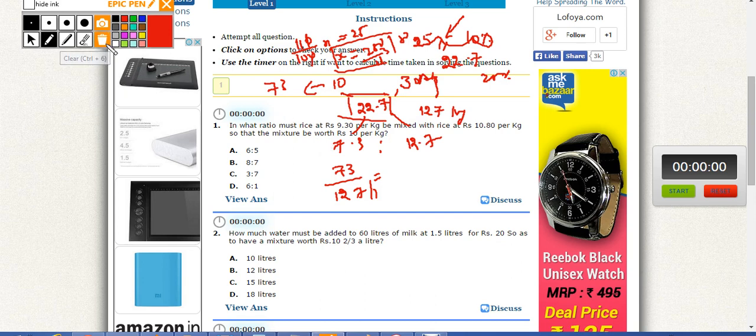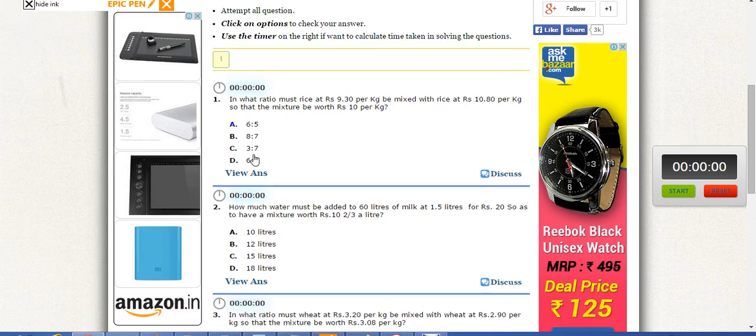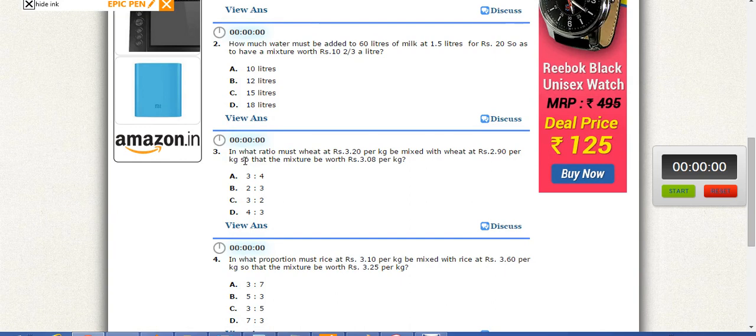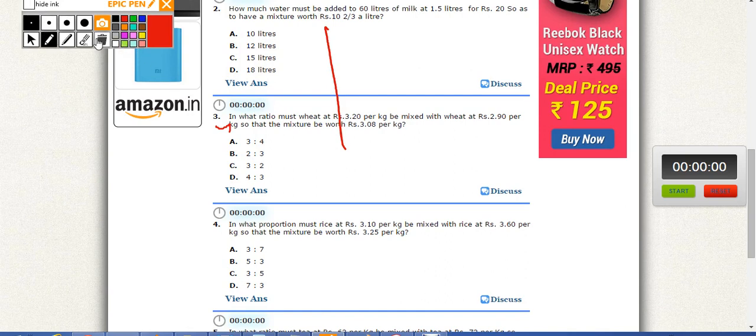Okay, let me do some problems mentioned in this website. I think we already did problem number 1, right? Let me pick another easy problem. Okay, let us do 3 and 4. In what ratio must wheat at 3.20 per kg be mixed with wheat at 2.90 per kg so that the mixture be worth 3.08 per kg?